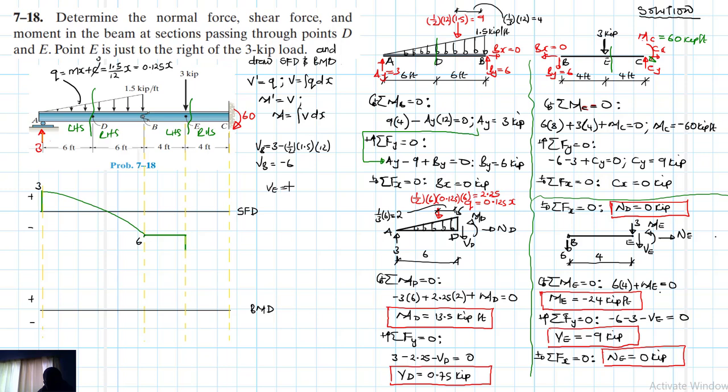So shear at VE is just equal to minus 6 minus 3, which is just equal to minus 9. So this value here is minus 9. And then from E to C, again, we don't have any lateral distributed force, therefore the slope of our shear diagram will be 0, which is just a straight line.